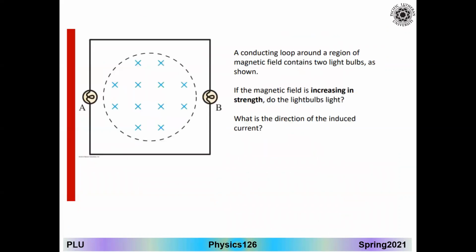Let's move to another example here. In that case, we have a magnetic field, and that magnetic field is just in that circle shown in the figure. And we have the outer square, which is an electrical circuit that includes two light bulbs. If we increase the magnetic field in that loop, the question is, will the light bulbs light up, and what is the direction of the induced current?